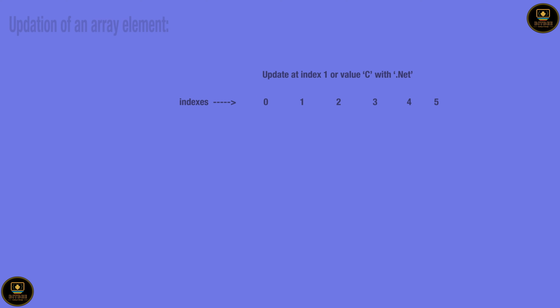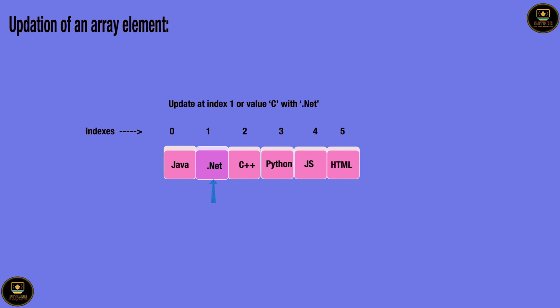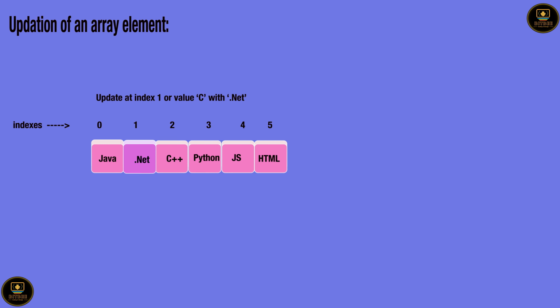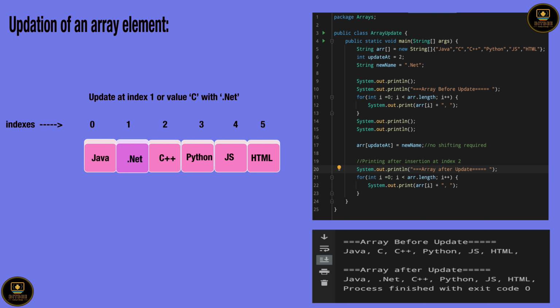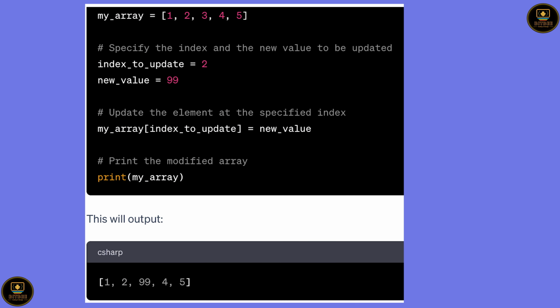Now let's dive into the update operation. Update operations are very straightforward. You can update the element at the given index with a new value. You can take note of the Java code snippet for the update operation. Here is the Python code snippet to update an element at the given index.